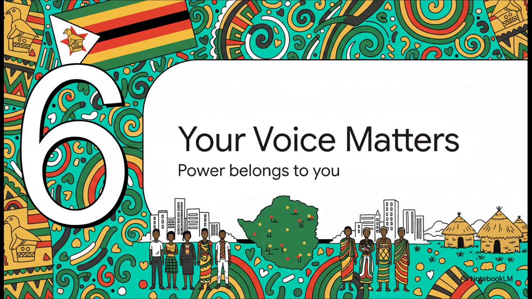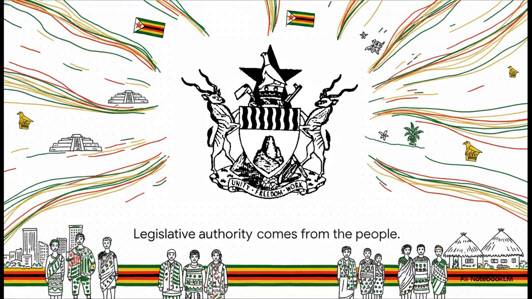Which brings us to our final part, Section 6, Your Voice Matters. Because the power truly belongs to you. Let's look at how all of this connects directly to you. You know that official coat of arms symbol you see on all the government papers? Well, the Constitution clearly states that the power to make laws comes directly from the people. Parliament doesn't have power just because they're special people. No, they have power because you lent it to them through your vote.